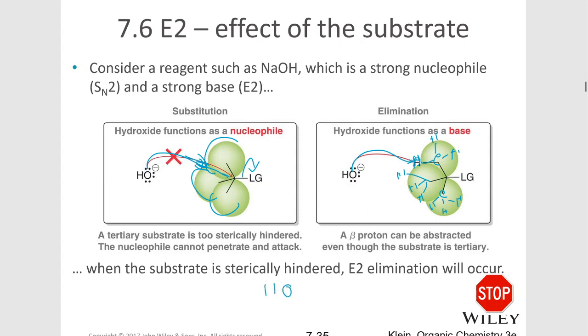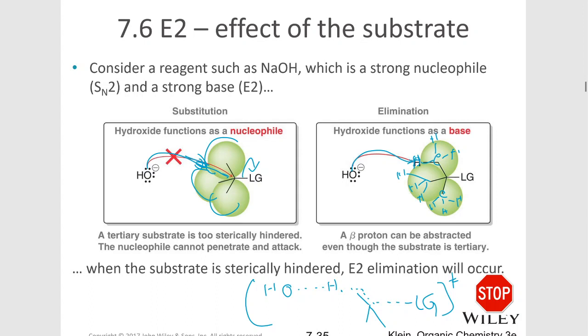It stabilizes the transition state, which is going to look like we've got our base pulling off a hydrogen. So we're breaking the bond to the hydrogen, and we're forming that double bond and kicking out the leaving group. So our transition state looks like this. And so the tertiary substrate is going to be donating electron density and stabilizing the transition state that occurs in this reaction.